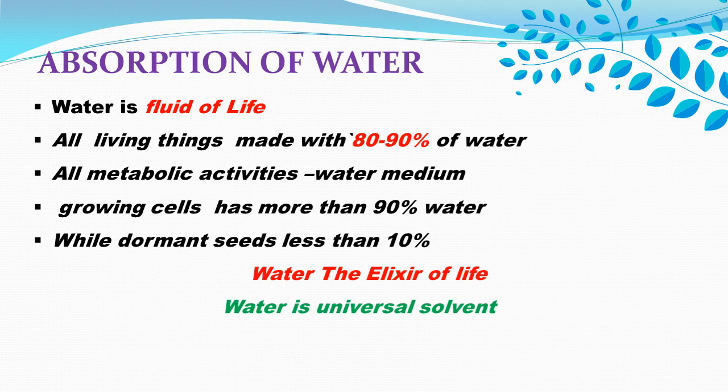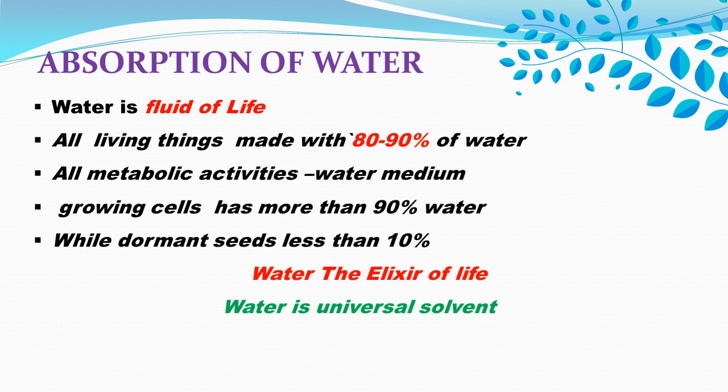Water is a universal solvent, and all the vital life processes of every cell take place within the medium of water only. Without water, life is impossible. Without water, the cells of the organism get dehydrated, which leads to death. So water is the most important thing for life, and therefore it is called the fluid of life.